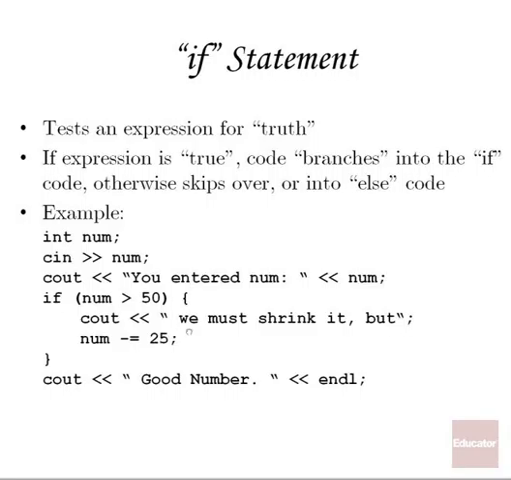52 is too large, so we shrink it. We just subtract 25 from the number. And then we print out it's a good number. If you put in 49 greater than 50, well, that's false. So we'll skip over this code block. This code will not be executed.